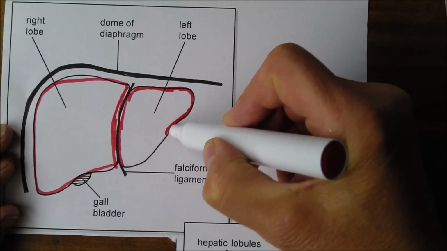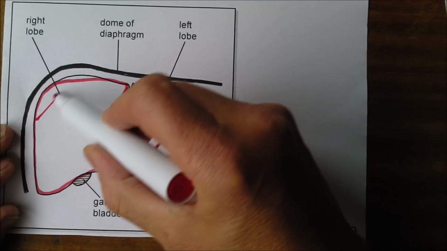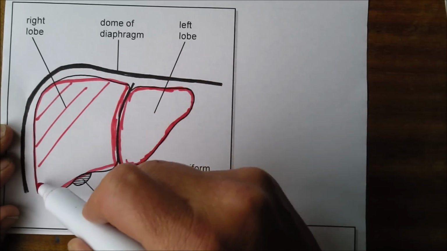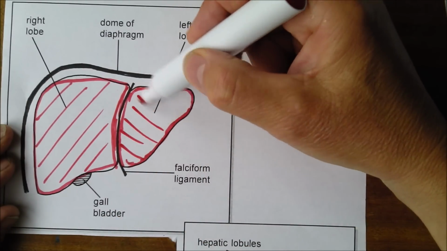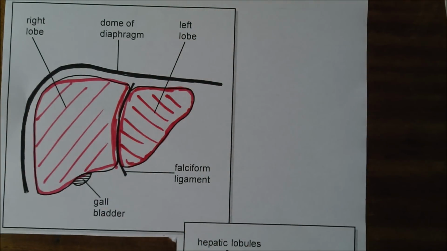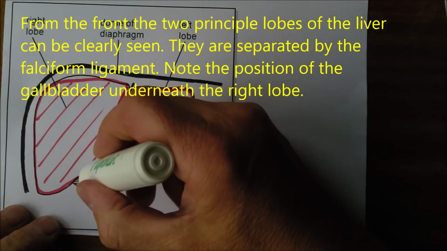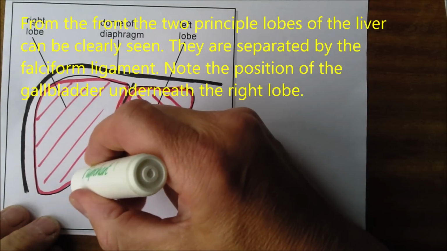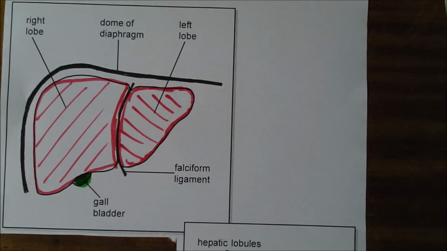Now there's actually two smaller lobes behind that you can't see from the front. These are the large lobes, the large right lobe, and the smaller left lobe. And underneath here we can just see the tip of the gallbladder underneath the right lobe. And there's a falciform ligament that we see separating the two lobes of the liver.